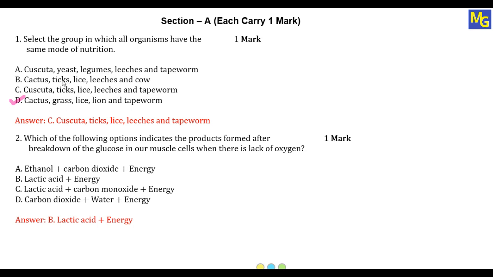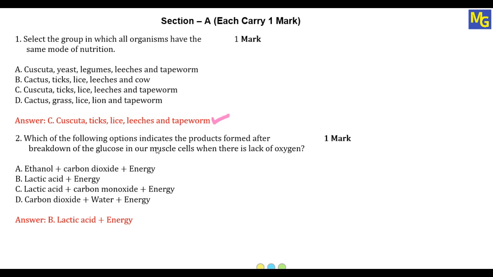As I told, cow is also heterotrophic, but the cactus will not come in that option. Therefore the correct option is option C. So write down the answer: C, cuscuta, ticks, lice, leeches and tapeworm. These are all parasites, so they all show heterotrophic nutrition. So the answer is option C.